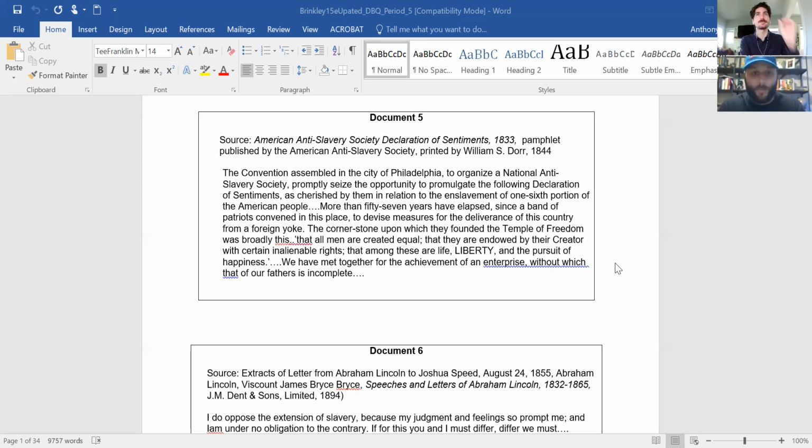Right. Talking about 57 years having elapsed since the Patriots convened in this place. So they're in Philadelphia at Independence Hall, basically where the Constitution was drafted. And they throw a little dig at Jefferson, right? They're endowed by their creator with certain inalienable rights, life, liberty, and the pursuit of happiness. So they really are calling out the hypocrisy there, which is that debate portion as well.